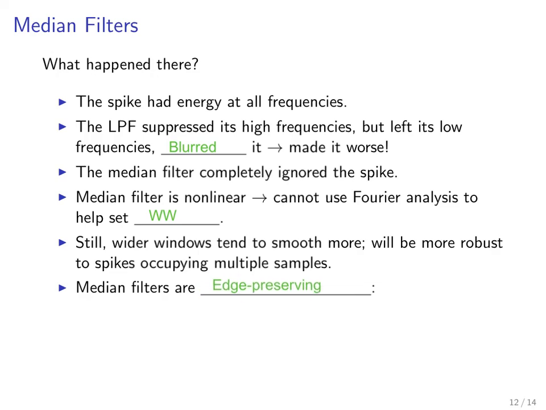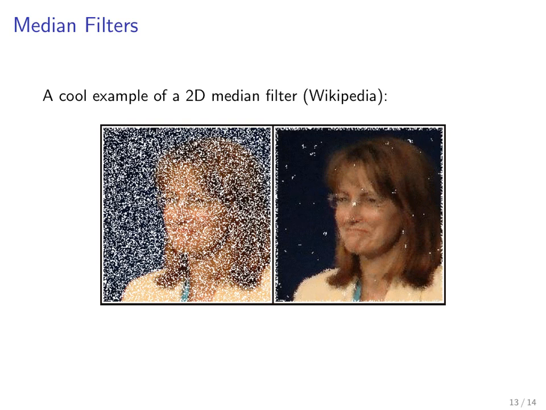So here's a really cool example of a 2D median filter applied to a discretized image that I got from Wikipedia. So essentially what they did here was they took some original image and they knocked out random samples from it. And you can see that it's extremely hard to see what's going on there. You can't really make out any details of the woman's face here. So it's really a completely useless image.